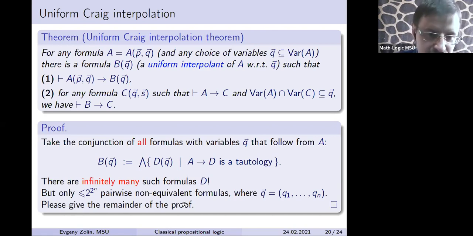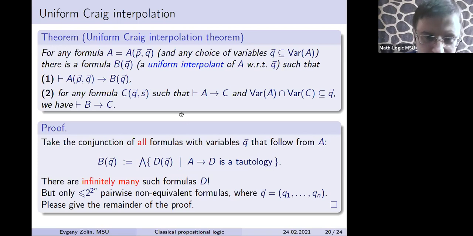And now it is an exercise to prove that this formula is exactly what we want. It satisfies these two conditions. Condition one, of course, is simple, because all formulas D are consequences of A. Therefore, their conjunction is a consequence of A. B is in fact just one of the formulas D, because B is also a formula of the variables Q. Anyway, item 1 is easy, so you only need to prove item 2, which is just an easy exercise.